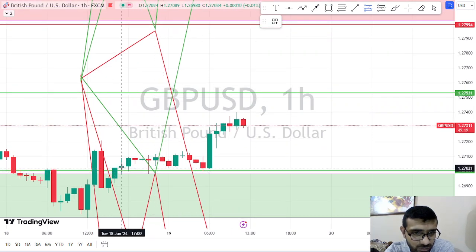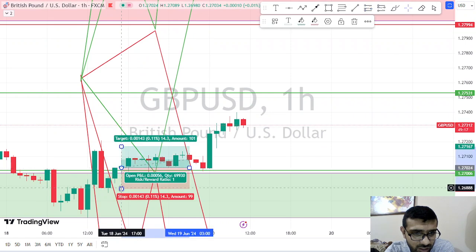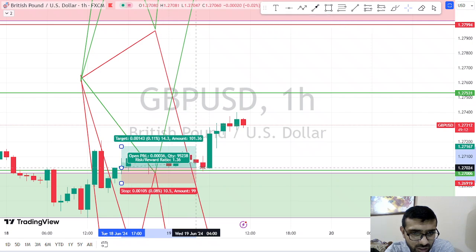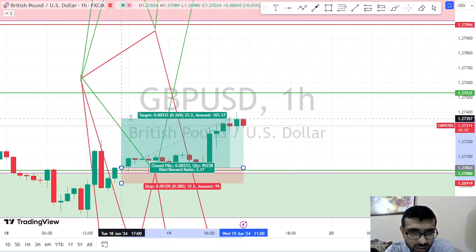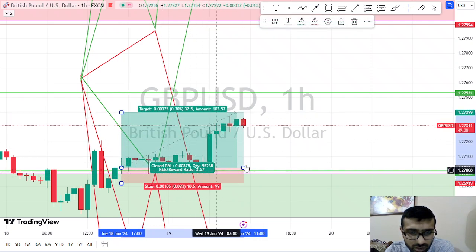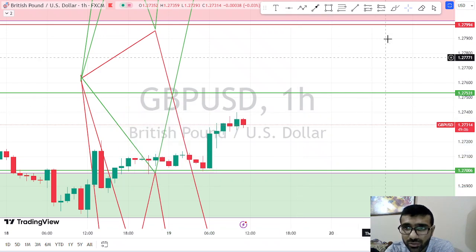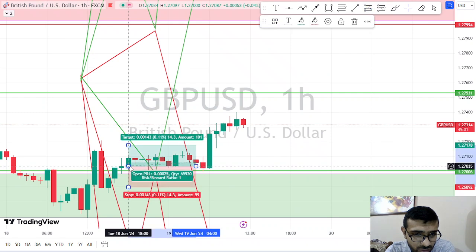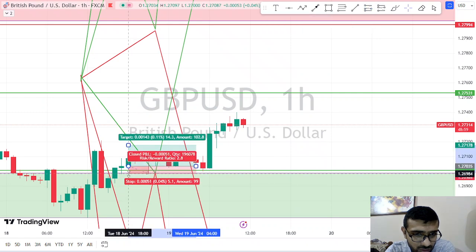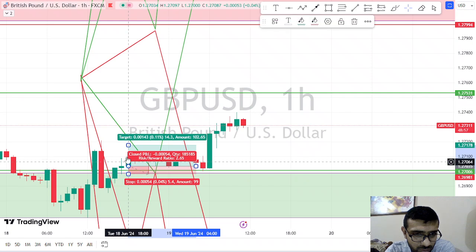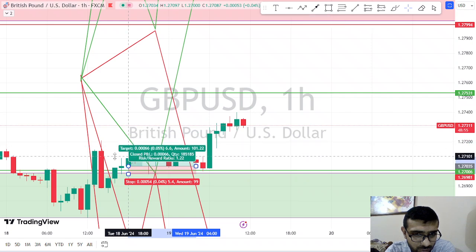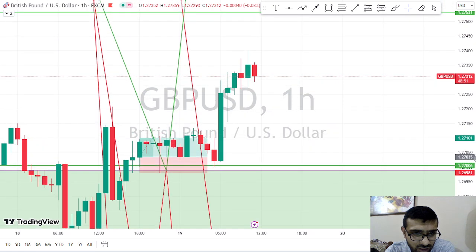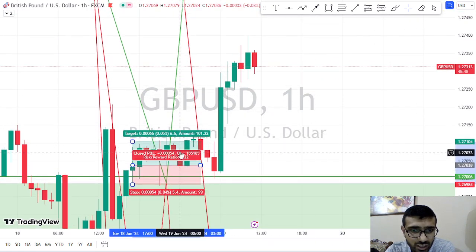This will be our second entry. Our stop loss will be just below this previous candle and our take profit will be approximately over here, giving us a take profit of 3.5%, covering up for the previous stop loss. Then the market gave us another opportunity to buy over here. Our stop loss will be just below this previous candle and our take profit will be approximately over here, giving us a 1.2% profit, which is again amazing.